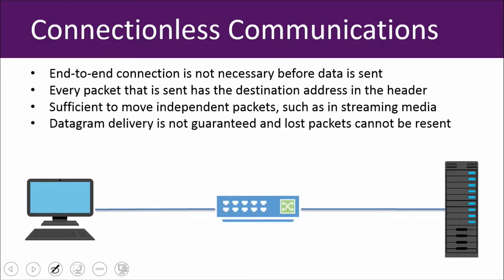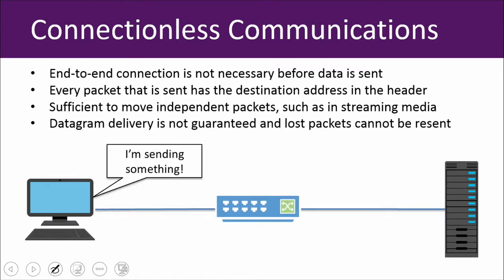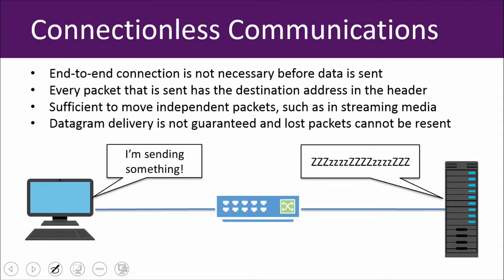All right, so let's talk about connectionless communications. An end-to-end connection is not necessary at all. Every packet that's sent has a destination address in the header. And really all that happens with connectionless communication is that packets are just sent one after the other. There's no guarantee that they'll reach their destination, and no guarantee that your device knows to resend them if they don't. So a little bit different example: a PC is saying, I'm sending something, and of course you've got a server over here that's just sleeping at the wheel. We're going to send packets in a stream, and there's absolutely no guarantee that they have been received.